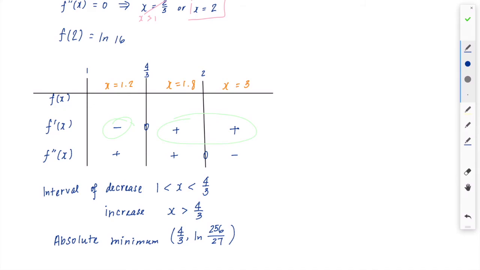And then for concavity, it's up, up, down. So concave up anywhere between 1 to 2. Concave down anywhere x is greater than 2. And then we do have a change in concavity. So point of inflection happens at 2 and ln 16.